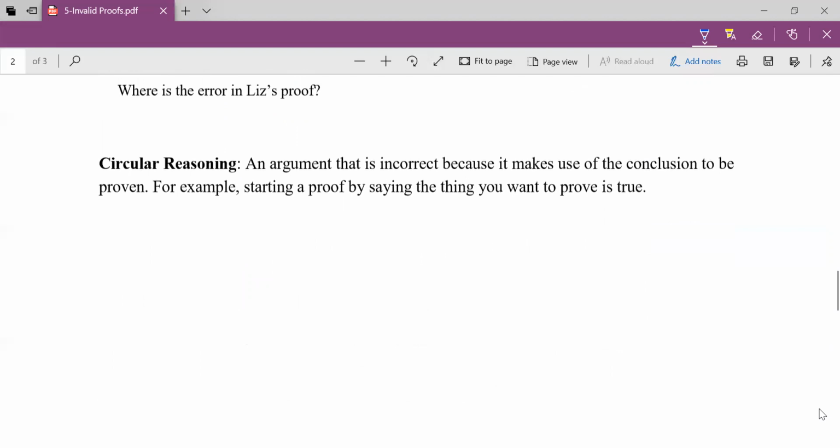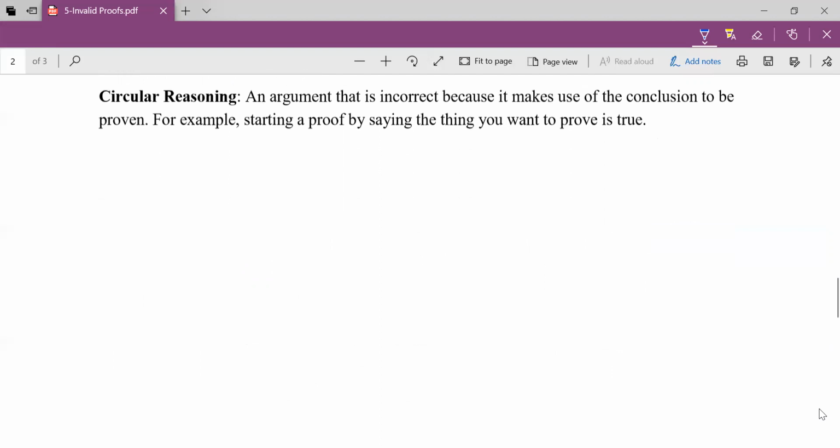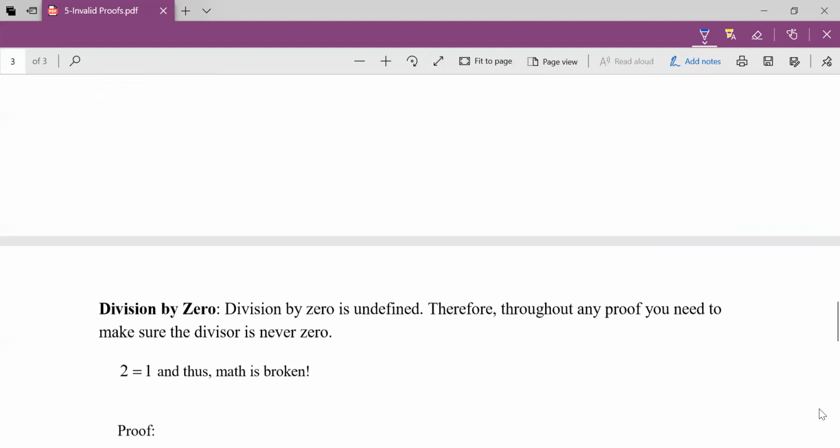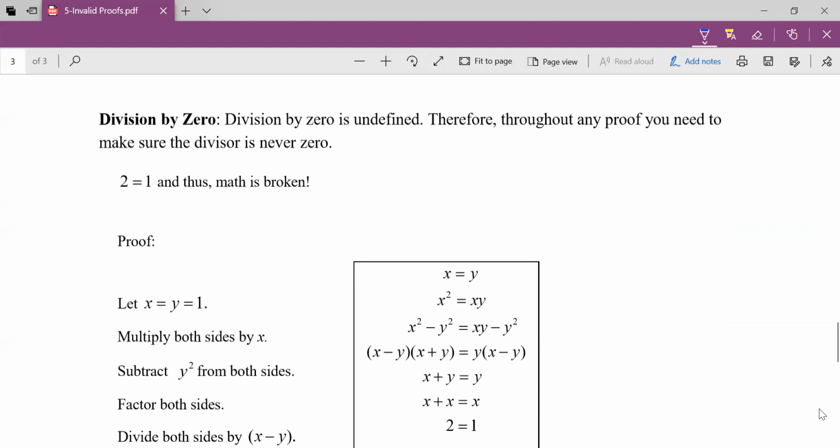Another type is called circular reasoning. It's an argument that is incorrect because it makes use of a conclusion that still has to be proven. So starting a proof by saying the thing you want to prove is true, right? You can't do that. You'll come across a couple of examples of those as you're working through the homework.